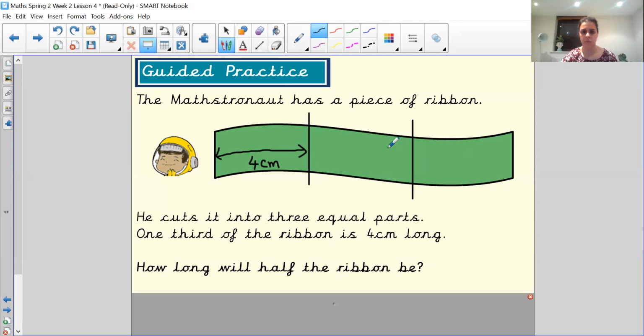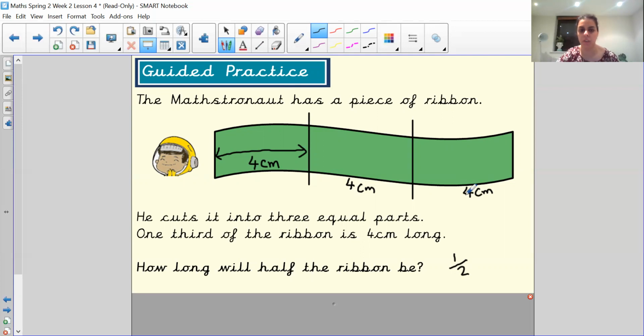This one is 4. If they're equal, they're also going to be 4. So that section there is going to be 4 centimeters, and that section there is going to be 4 centimeters. This question isn't asking me to work out a third. It's asking me to find out what a half is. Well, now I can do that because I know that this section is 4, this section is 4, and this section is 4. I need to find out what the whole ribbon length is. So I need to do 4 add 4 add 4. So pause the video and work that out for me first.